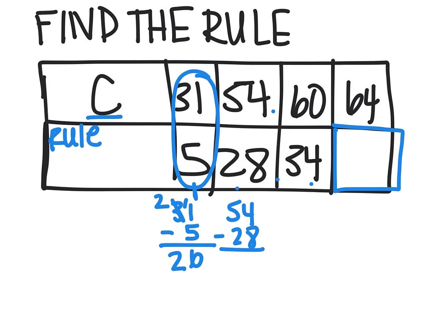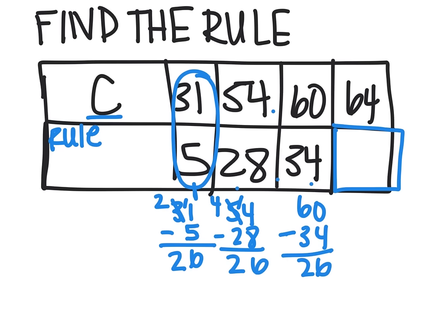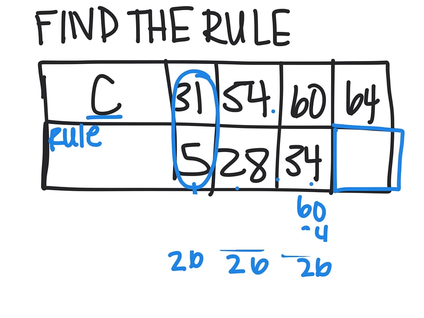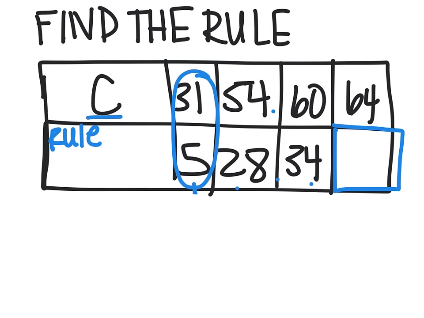So I'm going to do 54 minus 28. And I did get 26. I'm going to do 60 minus 34. And that is 26. So I should be good to go. The difference between all my numbers is 26. So I can assume after I've done about 2 or 3 or 4, I can assume that's my rule. So I know the difference is going to be 26.